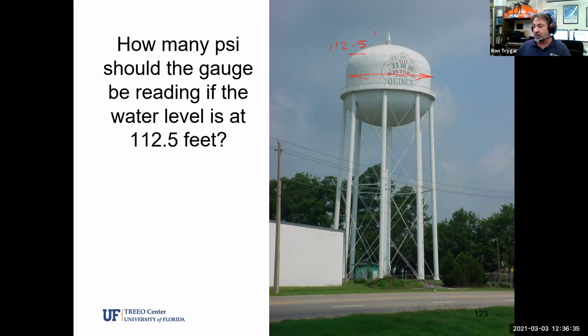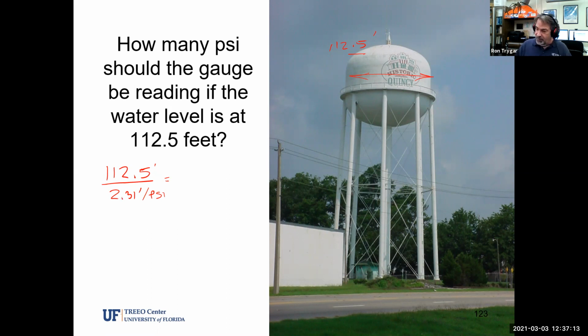So how we would do this is, if we know we have 112.5 feet, and we want to know the pressure gauge reading, we are going to use 2.31 in this case. We're going to divide by 2.31 feet per PSI. So 112.5 divided by 2.31. Oops, I hit 2.34 by accident.